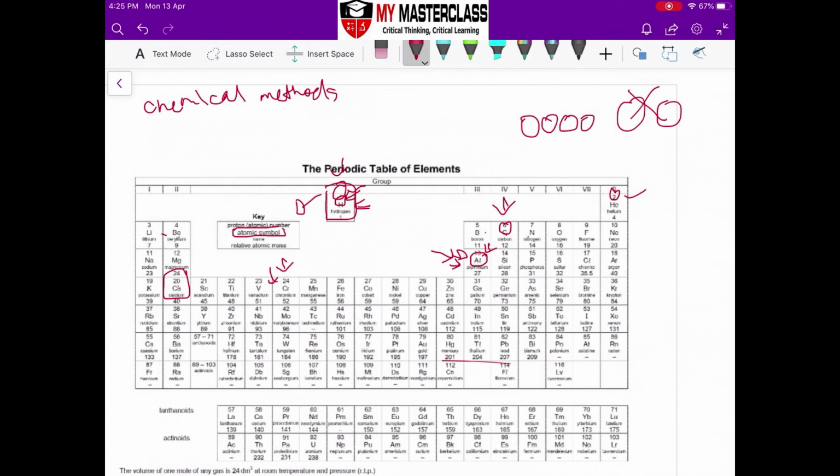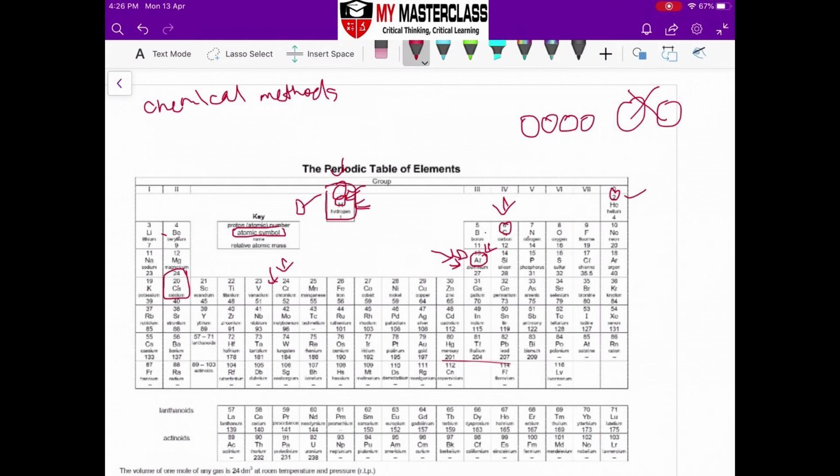Okay, elements are pure substances, they have unique properties. So they have unique physical properties, they also have unique chemical properties. Okay, unique physical properties means they have a fixed melting point, fixed boiling point, and then fixed density.